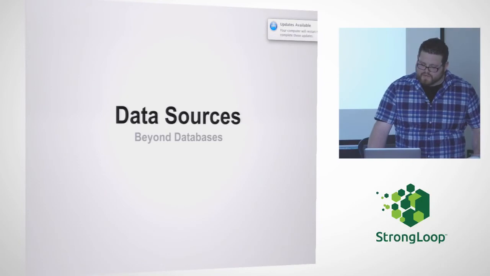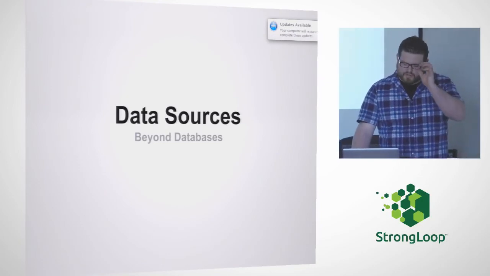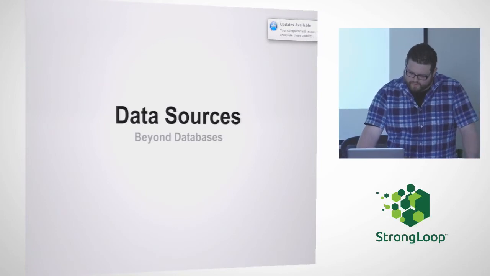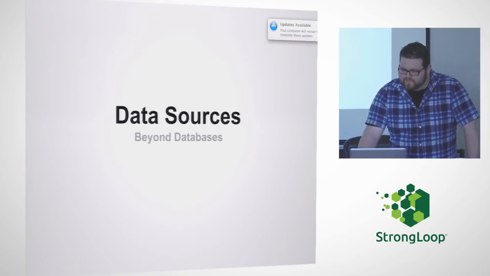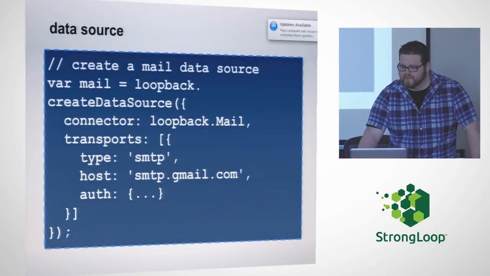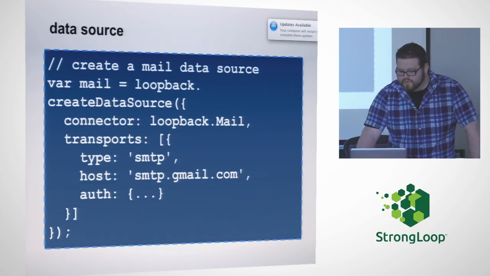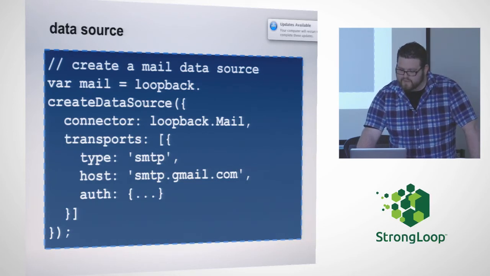So far we've been talking about databases, but we also support a bunch of different data sources, is what we call them. You can think of them as services too. So this is how you create a data source in LoopBack. This example is, I want an email service. I have an SMTP server and I want to send some email. So this is how you define a mail data source.